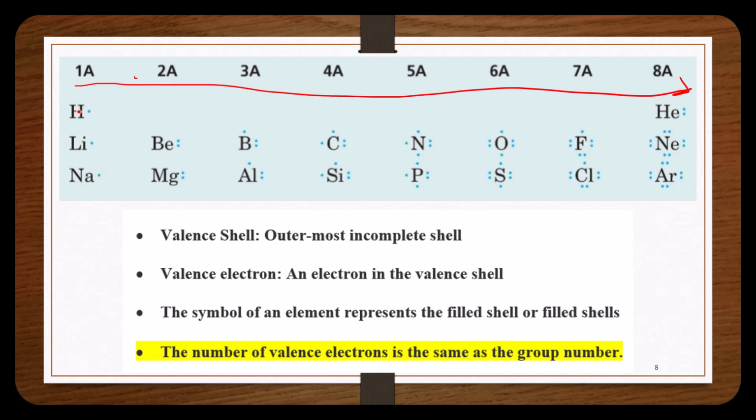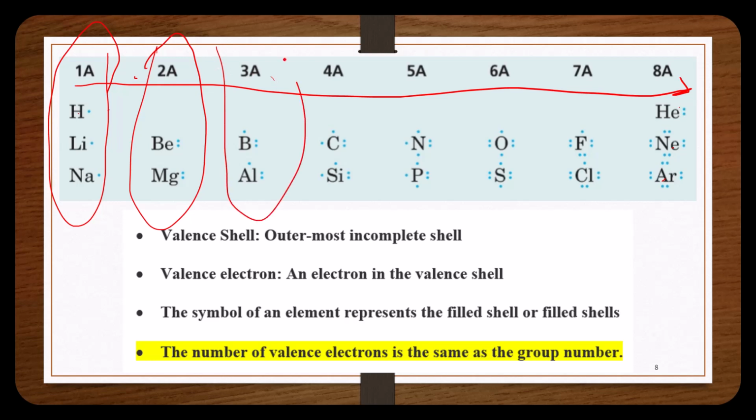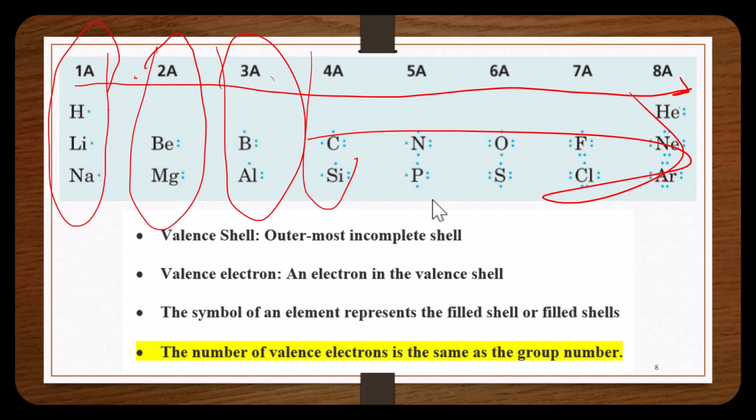And we can see how the Lewis dot makes very quick work of what we just went over. Hydrogen would have 1 valence electron, helium has 2 valence electrons, neon and argon have 8 valence electrons. Group 2A has 2 valence electrons, 3A has 3 valence electrons, 4A, and so on. So to wrap this up, we know that the valence shell is the outermost incomplete shell. A valence electron is an electron in the valence shell. The symbol of an element represents a filled shell or filled shells. The number of valence electrons is the same number as the group number.